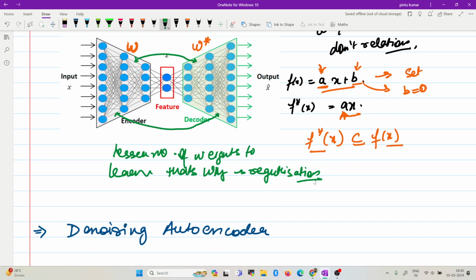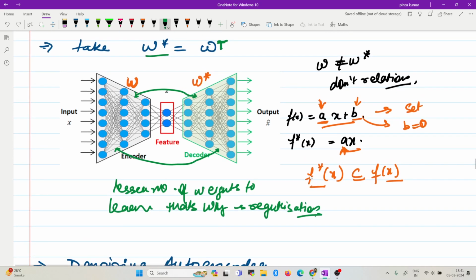Any doubt in this part? Like, why does this regularize? What is the idea behind it? Any doubt?